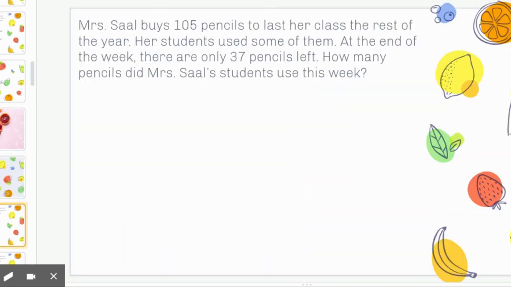So let's look at our next example. Mrs. Saul buys 105 pencils to last her class the rest of the year.